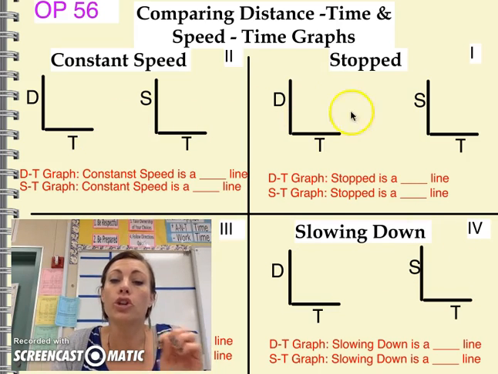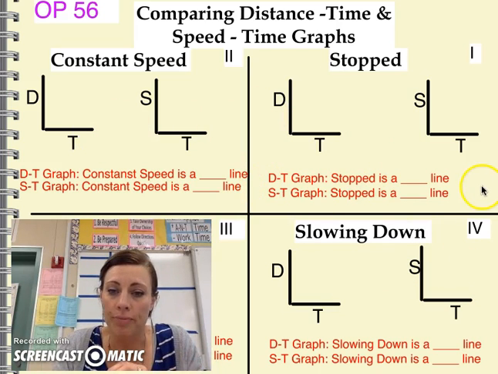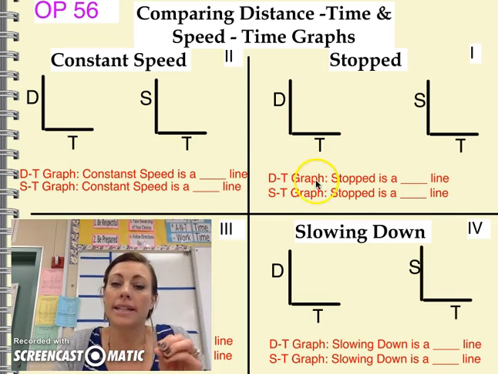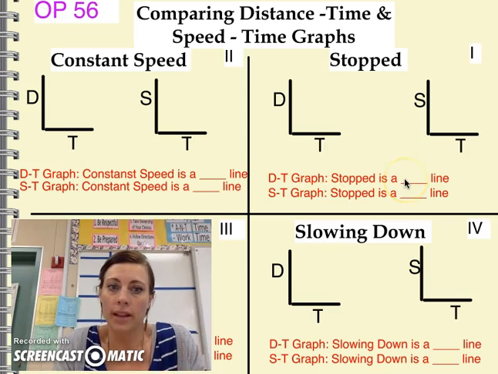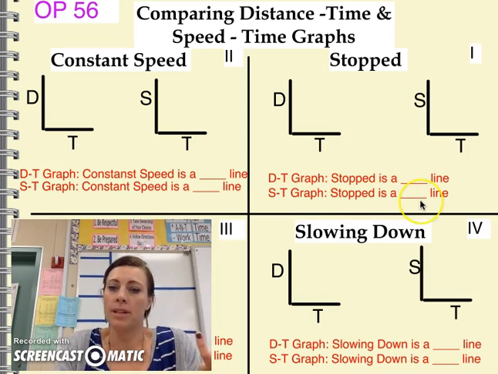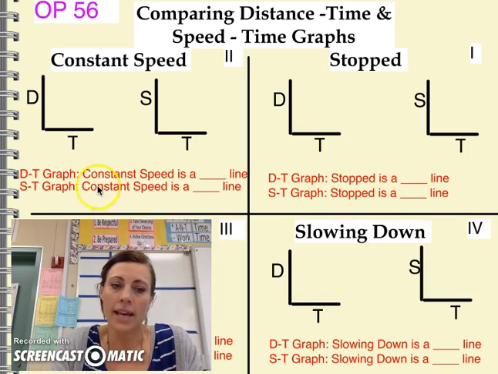Then not only are you going to show me, you're going to tell me. Once you show me, write it in a sentence. On a distance time graph, stopped is a, what does that line look like? On a speed time graph, stopped is a, what does that line look like? And do that for every single graph.